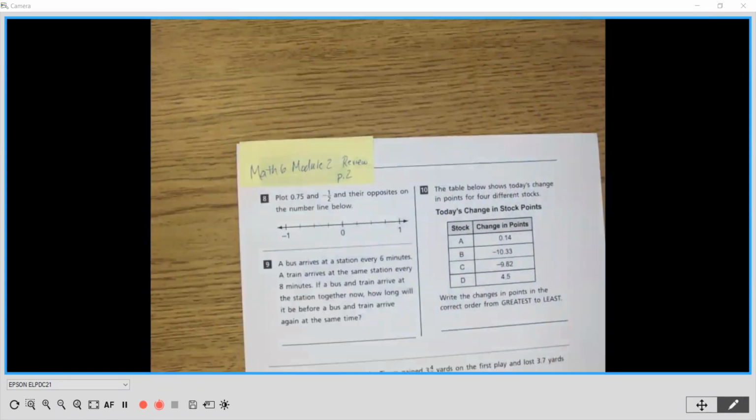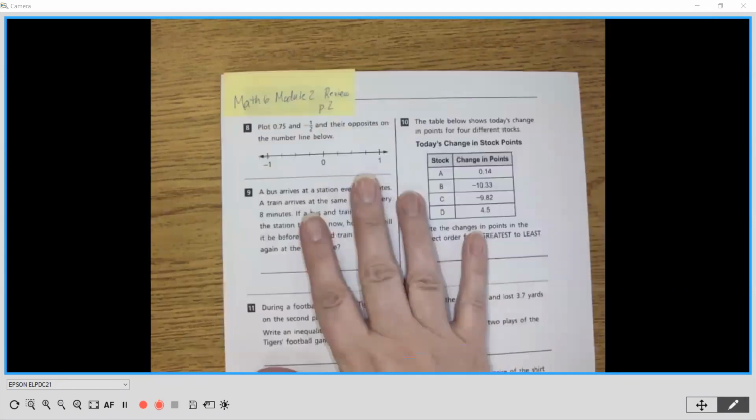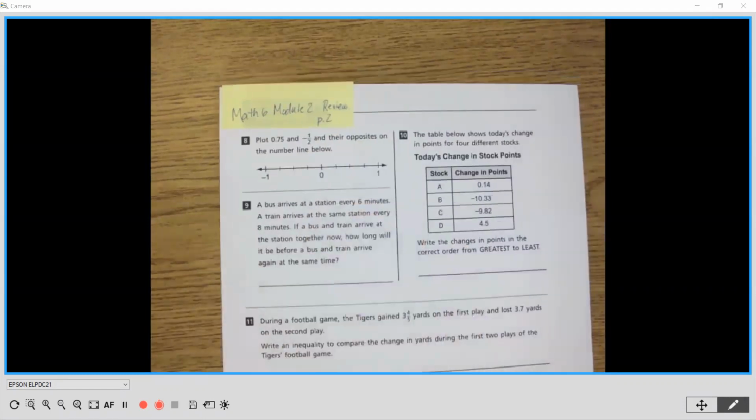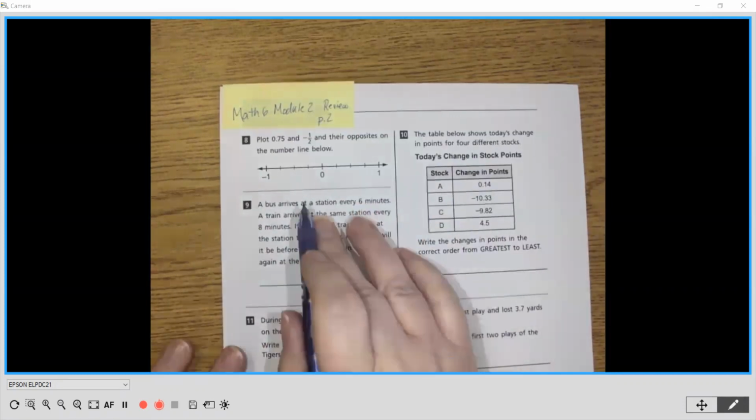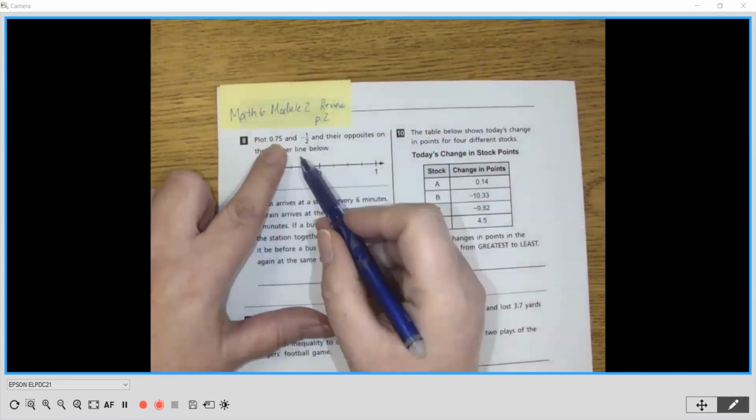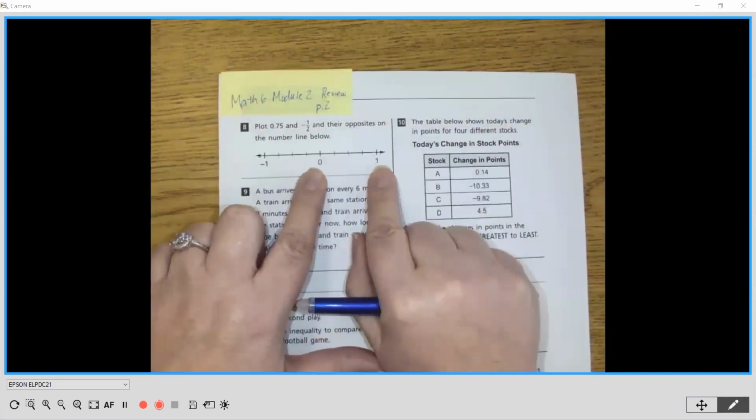So we are on page 2 of our module review. Okay, number 8, we are going to plot 75/100 and -1/2 and their opposites on the number line below. So we are going to take a look at 75/100. So first of all, we want to look at our intervals.